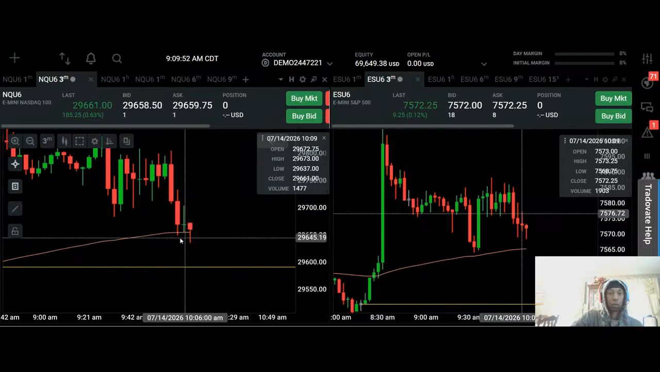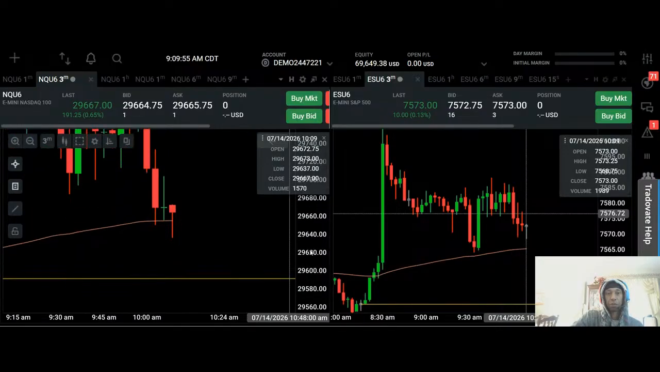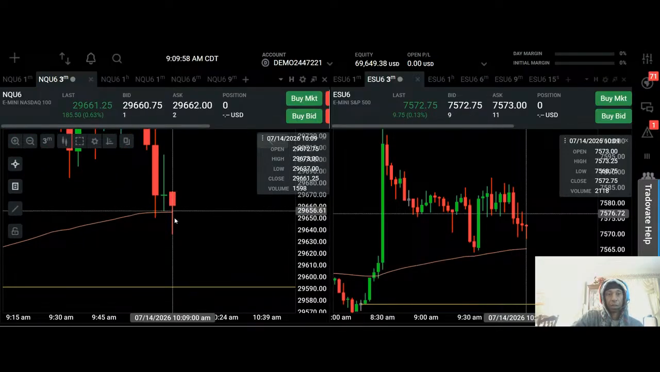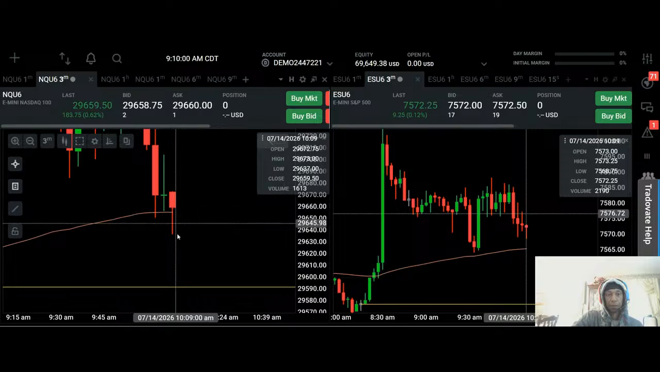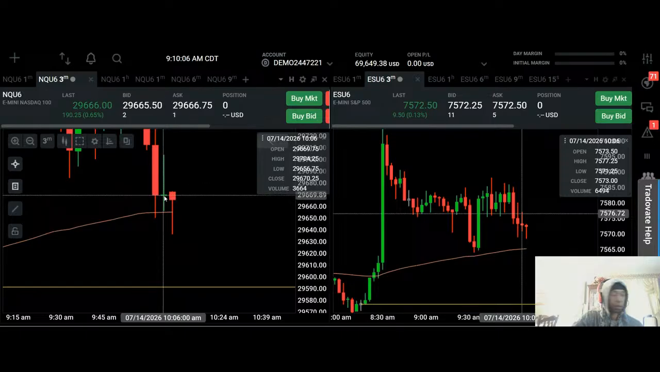We would need this to close up under here. We would need this red candle that's printing right now on the 3 minute to close and leave a fair value gap through this low right here. At that point, I would use this right here as my entry to take a sell. But it's got to do it on this candle.